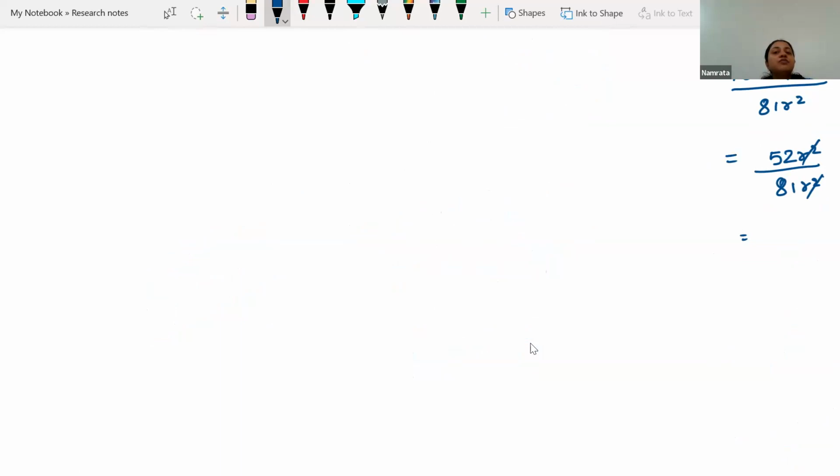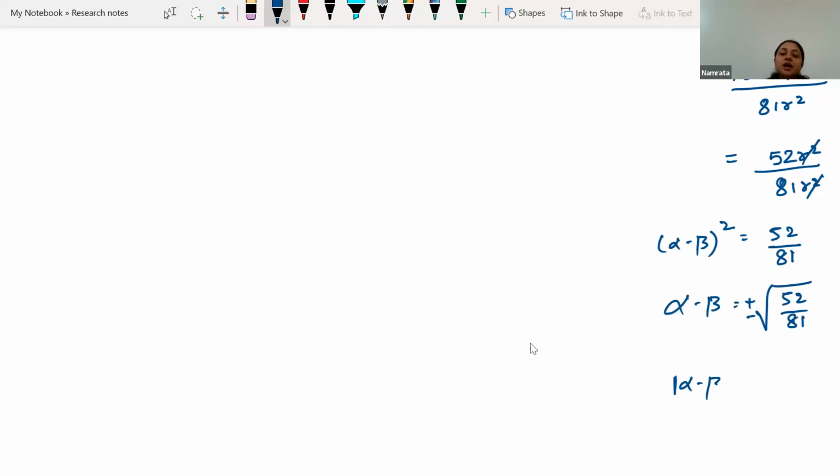We wanted to get rid of variables and here we have done such a substitution that we ended up getting a value 52 by 81. This is alpha minus beta whole square. Alpha minus beta will be under root of this one plus minus root of this one. But we have to find modulus of alpha minus beta. That means we have to take the positive value from here, not the negative one, right? Yes, ma'am. Do you know that modulus means what? Yes, ma'am. We have to take the positive root 52 by 81.